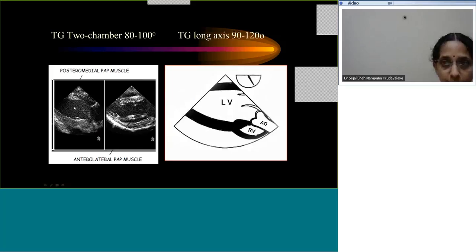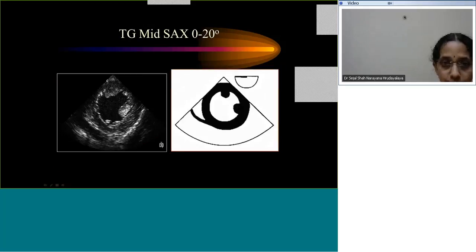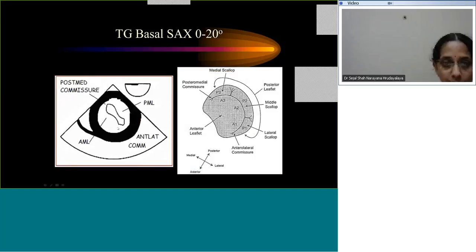And a little further, by 120 degrees, we open up the aorta. So this is sort of a long axis of the LV outflow tract. However, these views are less commonly used for the LV outflow tract. Now going to this mid-short axis and pulling the probe a little further, what we will get is a cut section at the level of the mitral valve.